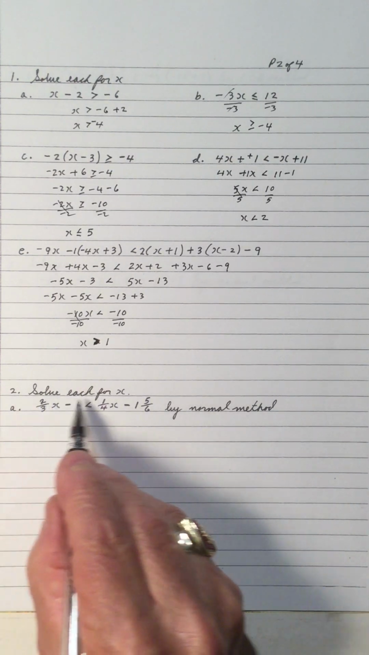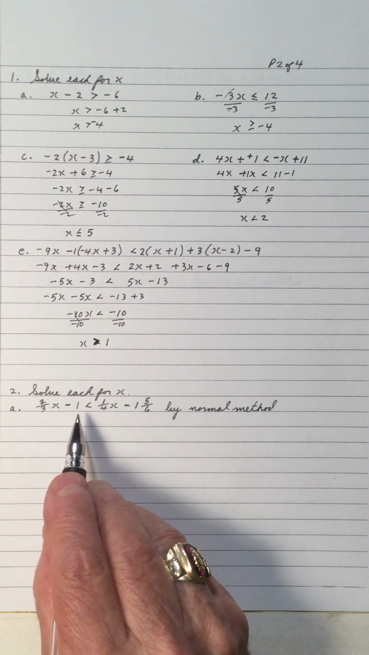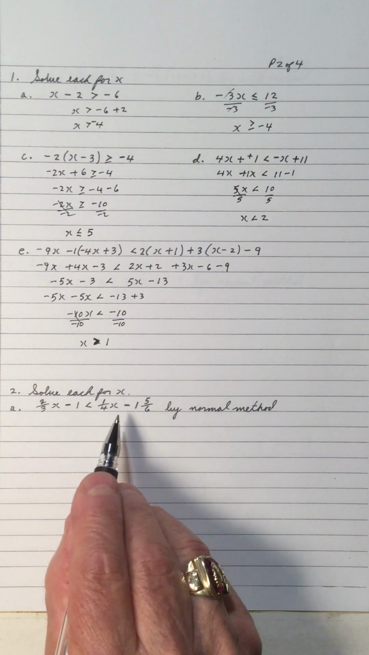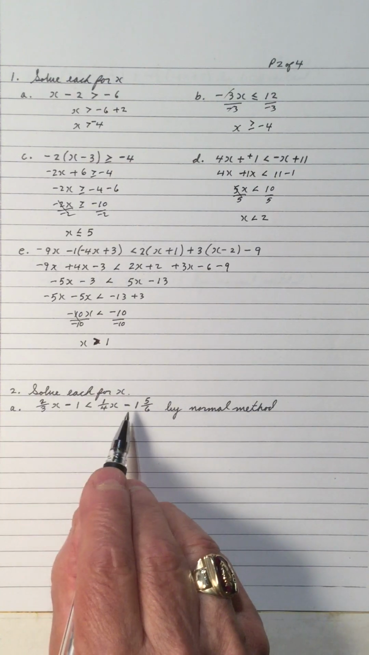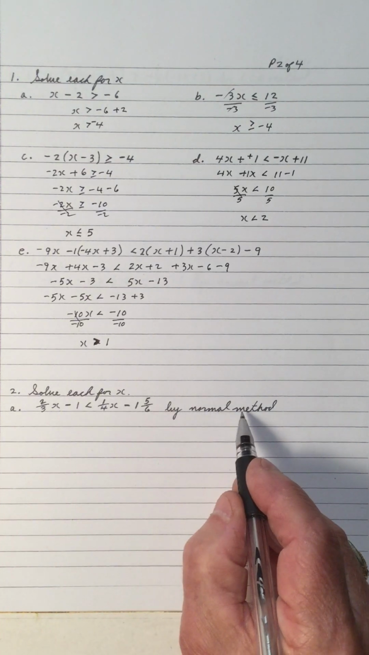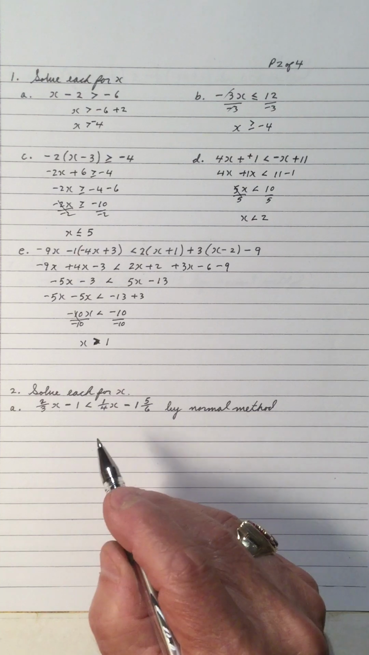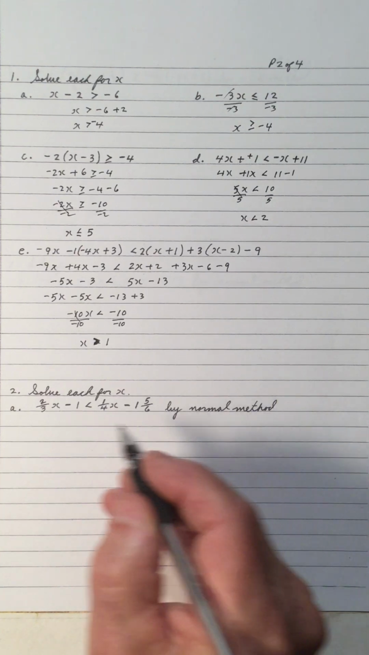Number 2, solve each for x. Now, this is when I did the unit with fractions in the equations, or in the inequalities. So I'm going to do it by the normal method. And the normal method is bring the x's to the left and numbers to the right, etc.